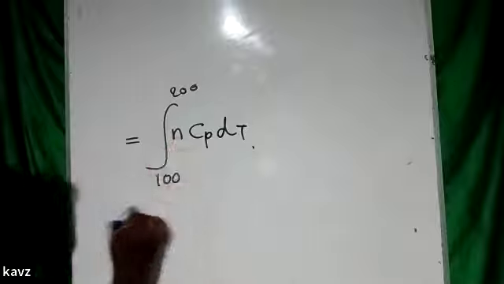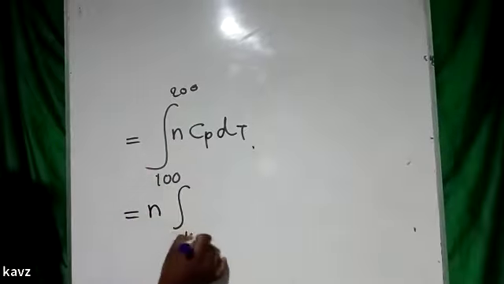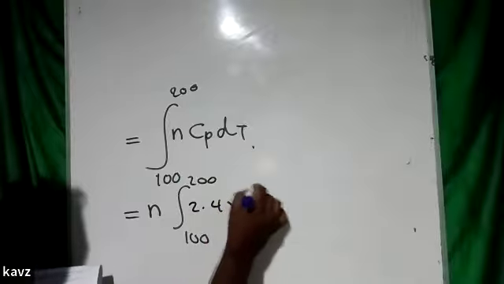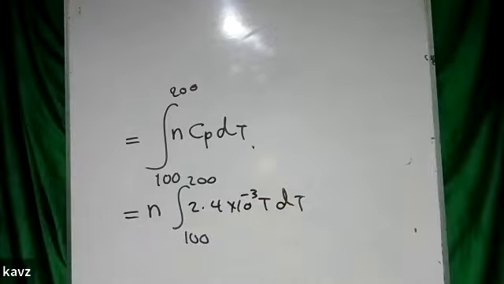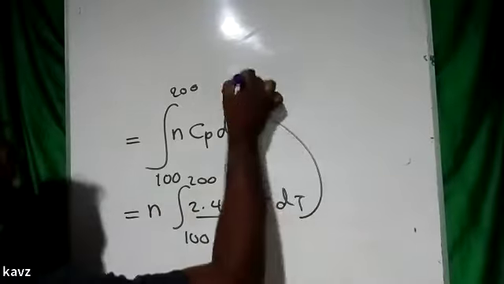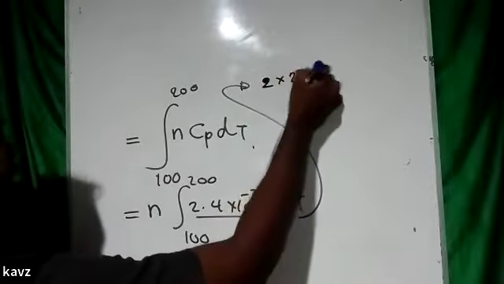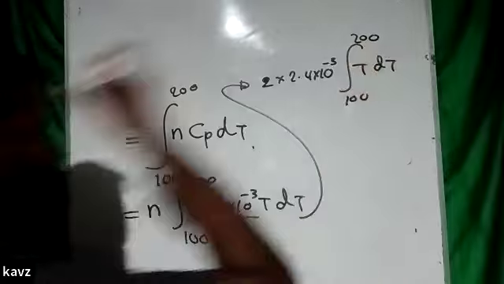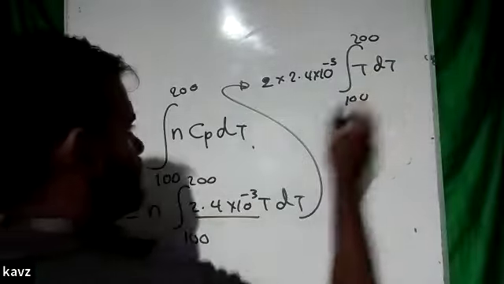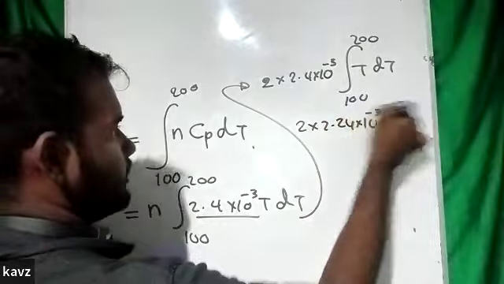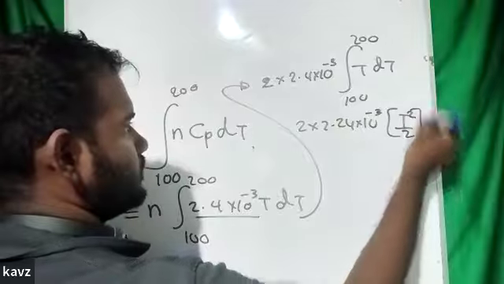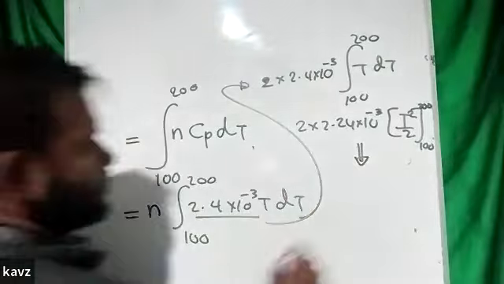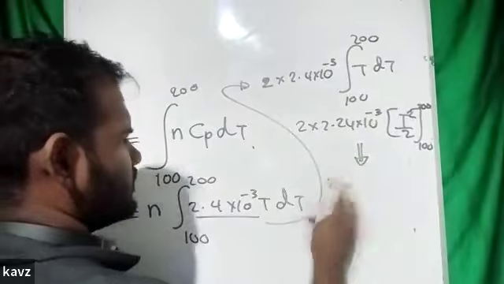That's okay. So you know n is a constant, you can take it out. And before, we were dealing with Cp, so let's write it: 2.4 times 10 to the power minus 3 t dt. Again a t part comes, but you can take this out of the integration. So n, that is 2, times 2.4 times 10 to the power minus 3, integral from 100 to 200 of t dt. When you integrate the t dt part, it becomes t squared divided by 2, from 100 to 200. Okay, and it becomes, I am taking the half here, and no problem, you can cut this off.